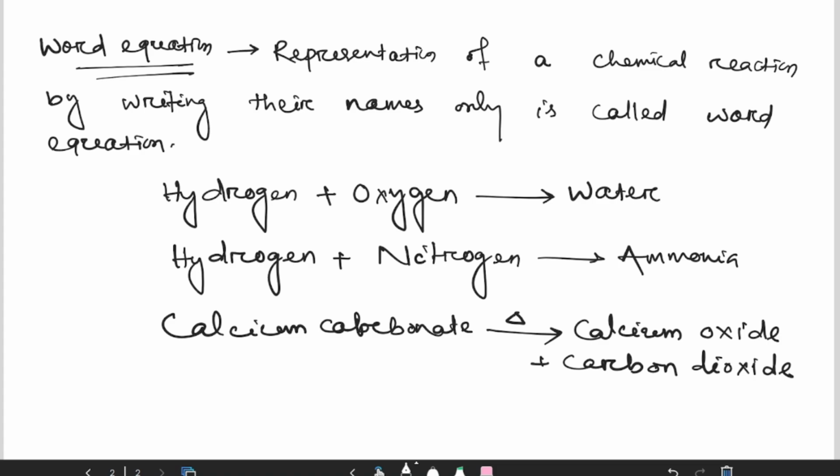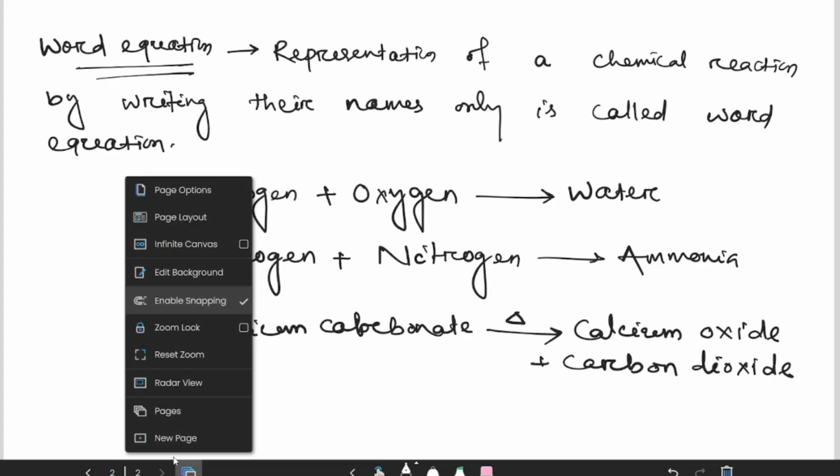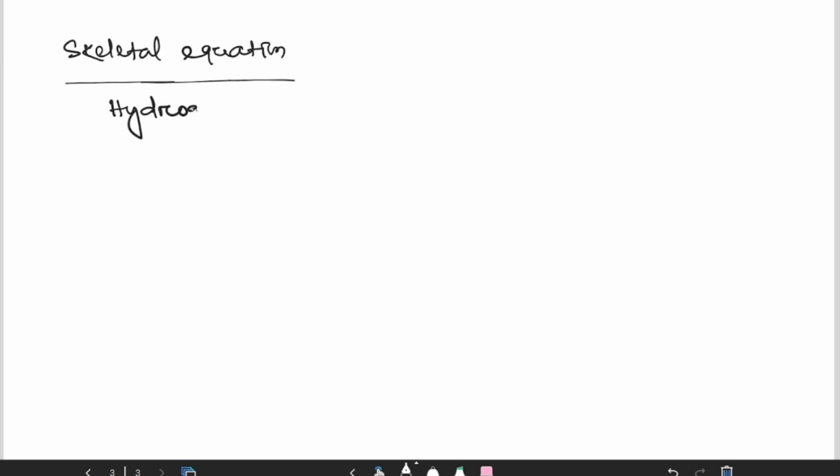Next, sorry for the disturbance actually. Next, what is there is called skeletal equation. In this process, we have to convert this word equation into a chemical equation, then I'll tell you what a skeletal equation is. So let me write the word equation for you, that is hydrogen plus oxygen gives rise to water, right? Hydrogen plus oxygen gives rise to water.